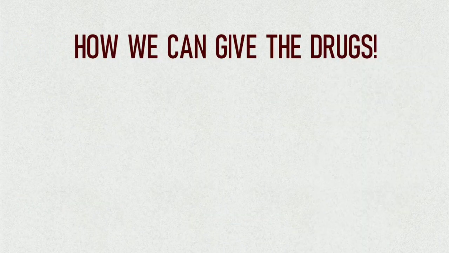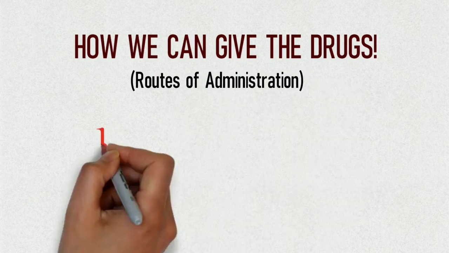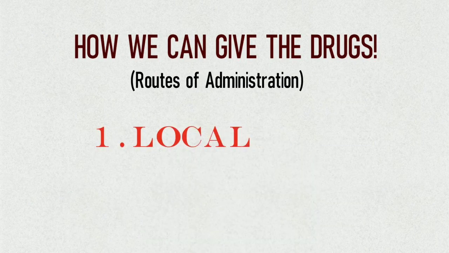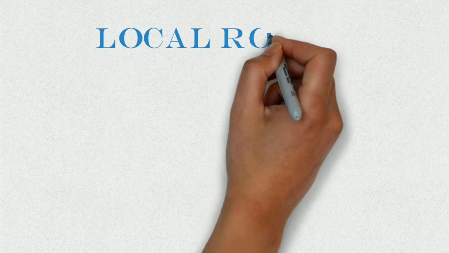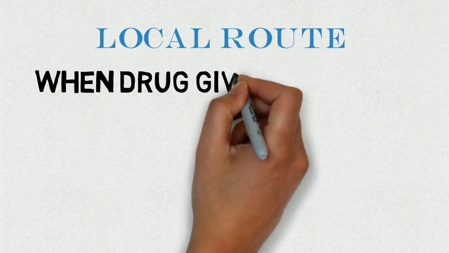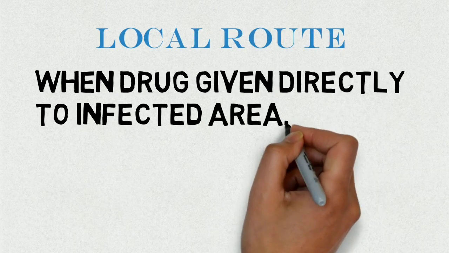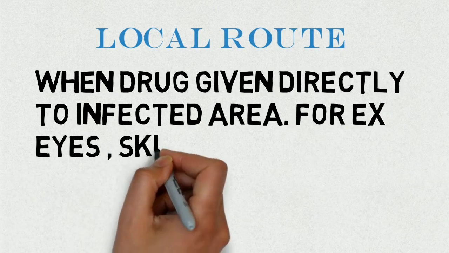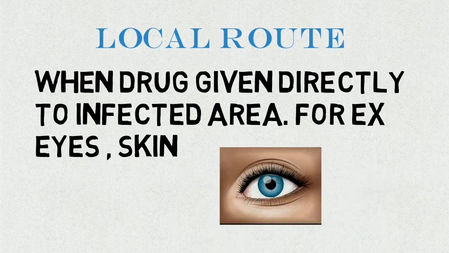Now, how can we give the drug to the patient? There are some routes of administration. There are mainly two routes: one is local and the other one is systemic. Let's start with the local route. The local route is the route in which we directly give the drug to the infected area, for example, eyes and skin. These are the areas where we can give the drug directly.